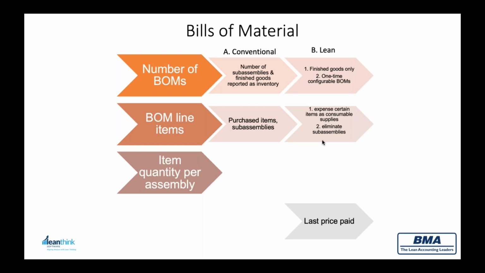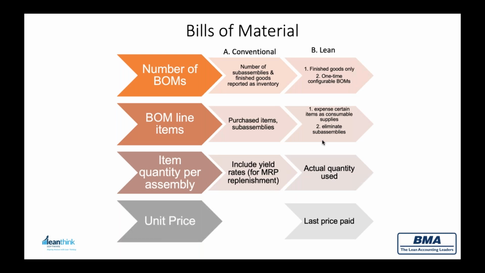Then you have the quantity per assembly on each of the line items. And a lot of that, again, is for MRP replenishment purposes. We want to put yield rates in there, so we take into account scrap and items like that. And just use the actual quantity. That's simple. Finally is the price. We can determine standards and spend a whole lot of time on that, or we could reconfigure our ERP system to last price paid or maybe average cost. So that takes care of the material side.